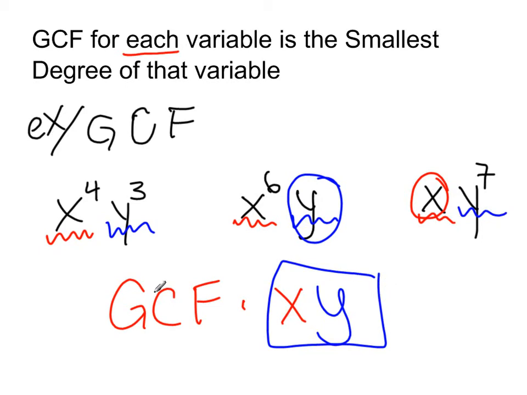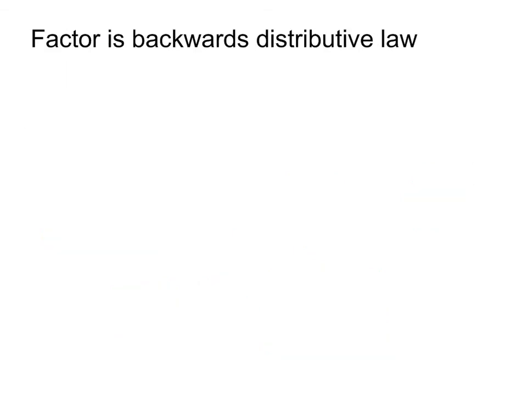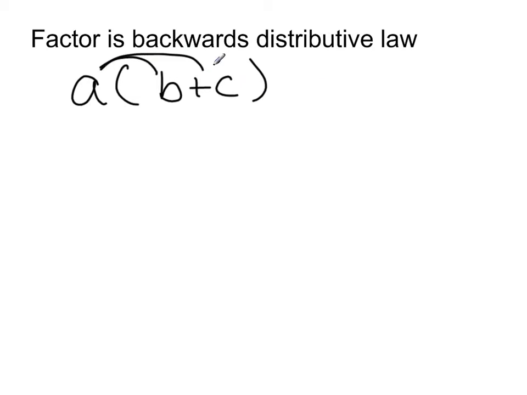Very nice. Now what we're going to do is factor. And we're just going to factor general polynomials. Factoring, you got to think of, is backwards distributive law. Distributive law says we have a times b plus c, and you take that a and you distribute it to each term. So you'll have a times b plus a times c.